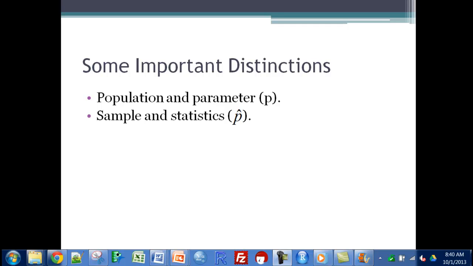A couple of distinctions we need to keep in mind are the difference between populations and samples, all of the data that we're interested in, and a sample or subset of the data from that population. And we have parameters that describe the population, and we have statistics that describe the sample. So the population parameter is P, the population proportion, and P hat is the sample proportion.